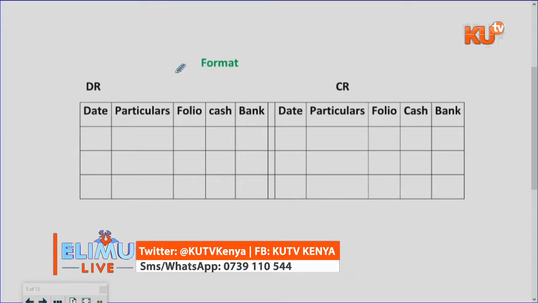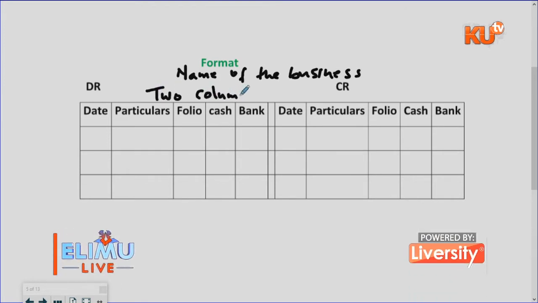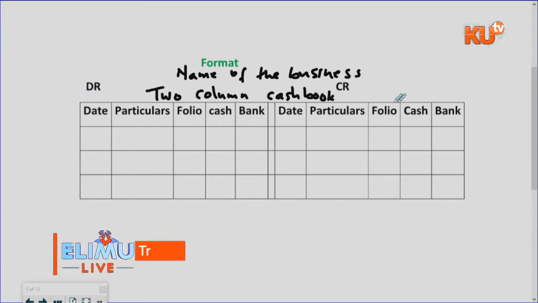One, remember you have the name of the business. It has to be captured. And then below it you write two-column cash book. The name of the business will depend on the question. We will have different names. Use the name given in the question. But below it, you write the two-column cash book. And then we have two sides. We have the debit side on this side. Then we have the credit side, which is the right-hand side.